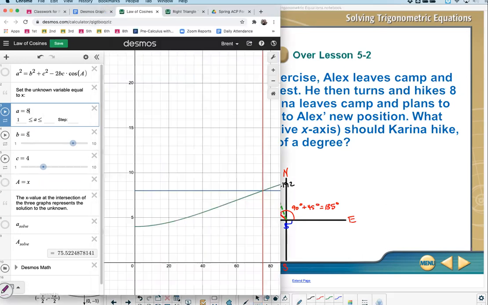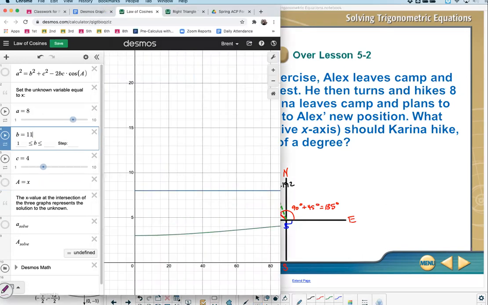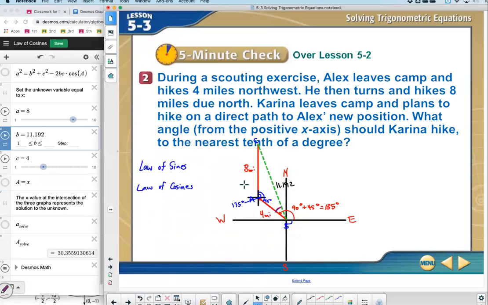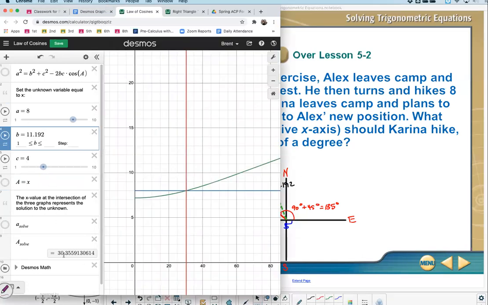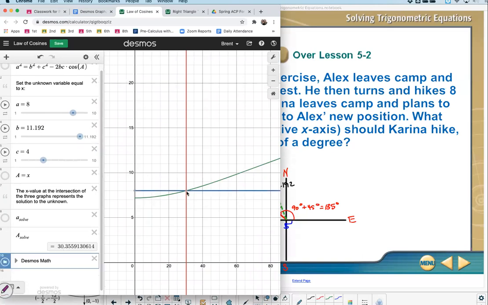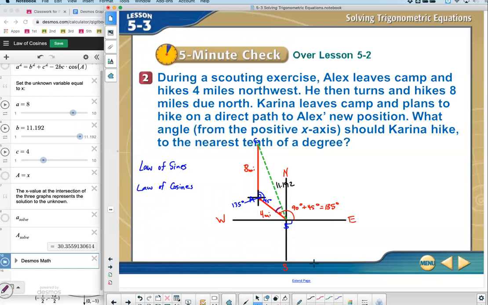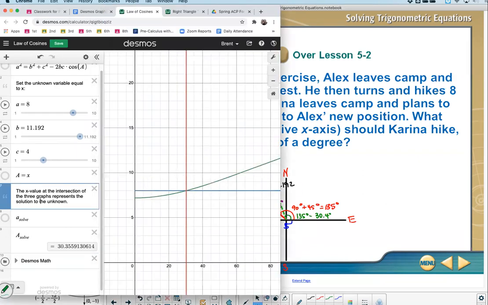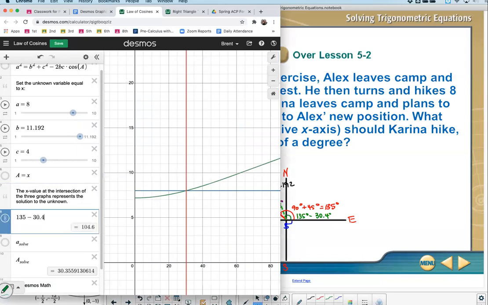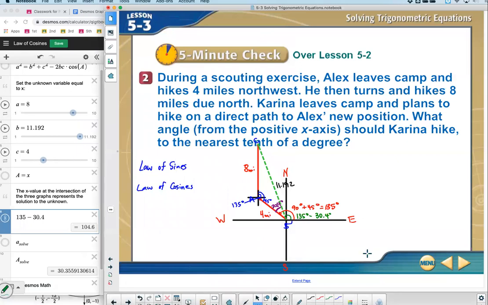And then I put in the other two side lengths, which this was 11.192 now. Yep. So once I put those in, I can see that angle is 30.4 degrees. It says to the nearest tenth, so I'm going to say it's 30.4. Now that I know that's 30.4 degrees, what we can do is solve for this little angle right here. So that angle would be 135 minus 30.4, which is 104.6.